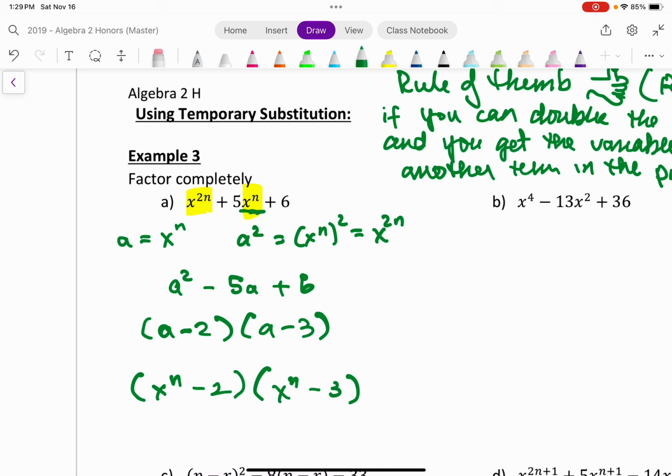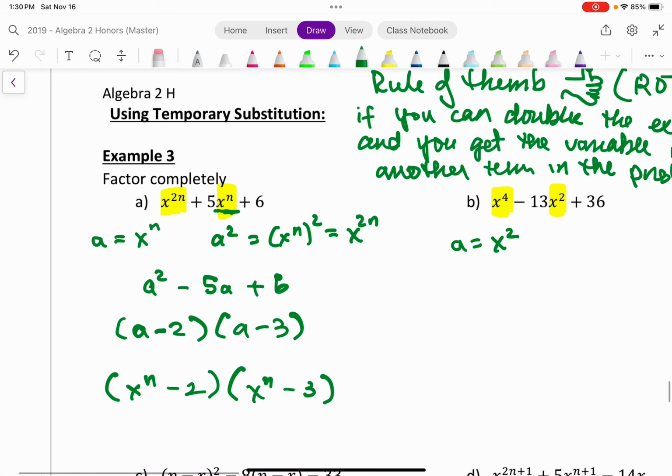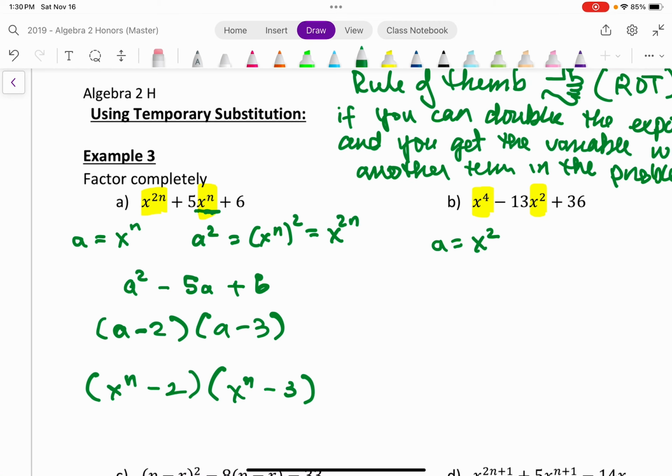But I'm going to show you with temporary substitution because when we get into more complex problems, this will actually be really helpful. In the next one, again, if I doubled, see, I have x to the second power. If I doubled that exponent, it would be x to the fourth power. Yes, we are in a scenario where we can do this. So I'm going to pick a again and let it be the one with the smaller exponent. That means a squared is equal to x to the fourth.